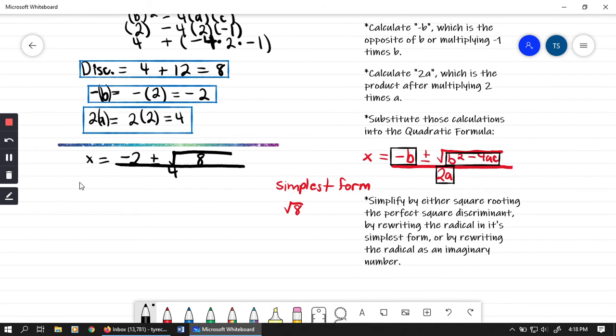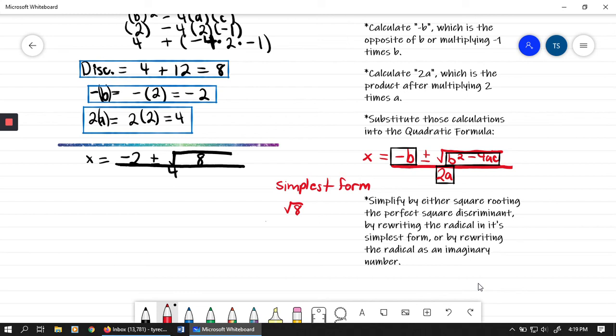So again, here we're going to write the square root of 8 in its simplest form. And so we're going to go ahead and break that down. Remember when we were doing this, we said you should think of factors of 8 that include perfect squares. Well, 8 only has 4 factors, and the only factor of 8 that is a perfect square is 4.